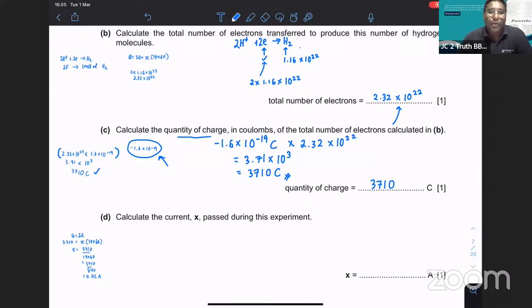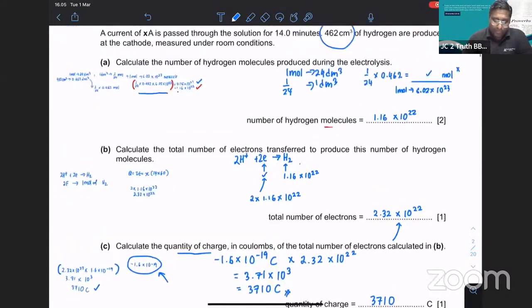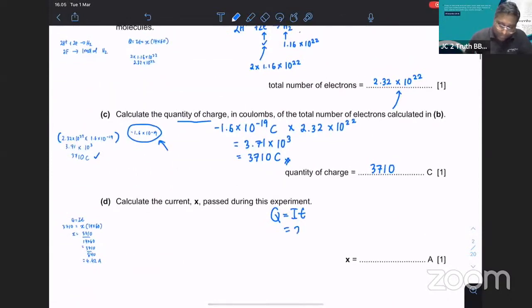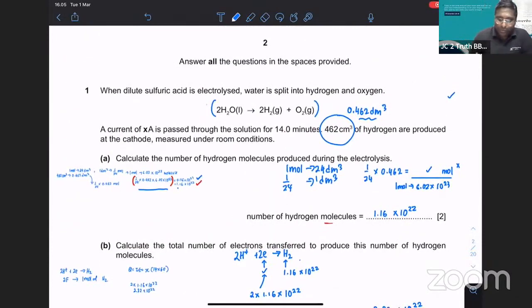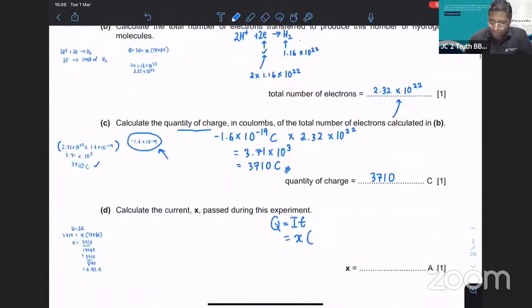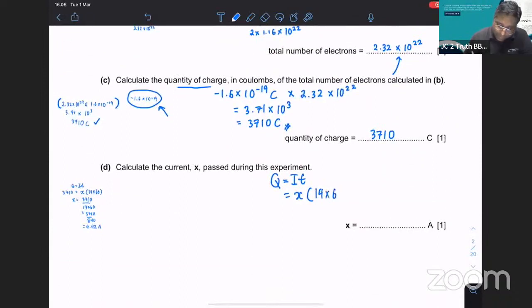Now, after that, calculate the current X passed during this experiment. We know that Q, the charge that we have, is equal to IT. You should know this formula. The I is given by X, which is the one we need to find. The time they mentioned is 14 minutes, and we are going to change this into seconds. So 14 times 60. And the Q we have calculated, which is 3710.